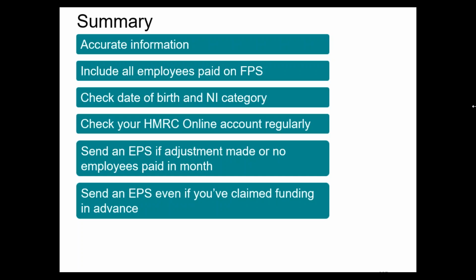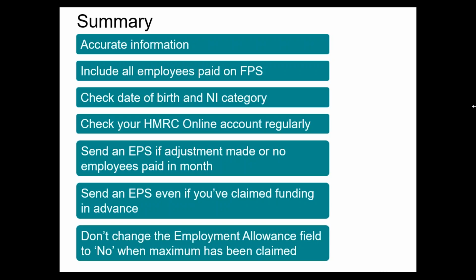Remember, even if you've had funding in advance, you still need to send an EPS each month to reclaim statutory payments. Don't change the employment allowance field to no when the £3,000 maximum has been claimed.